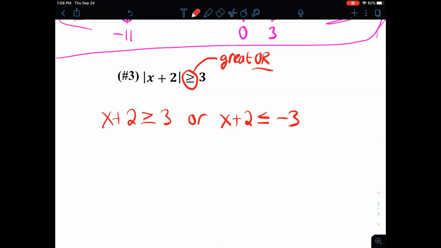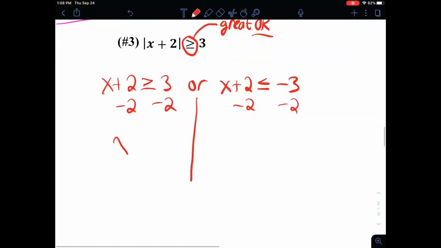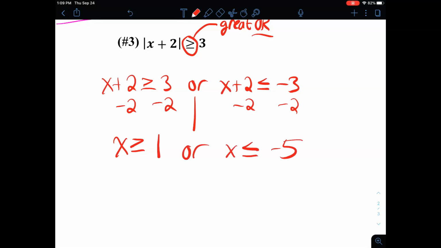All right, so let's solve it now. What do we do? Minus 2 from all of these, right? These are all the same. So we're going to get x is greater than or equal to 3 minus 2 is 1. Or x is less than or equal to negative 5.